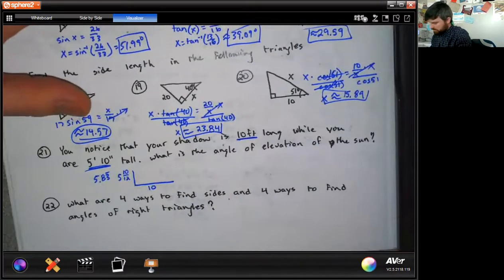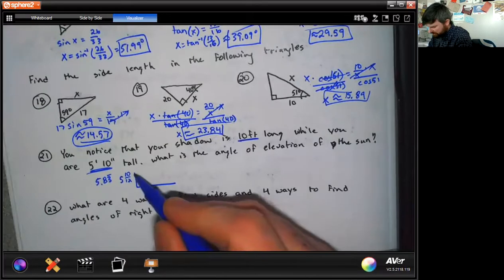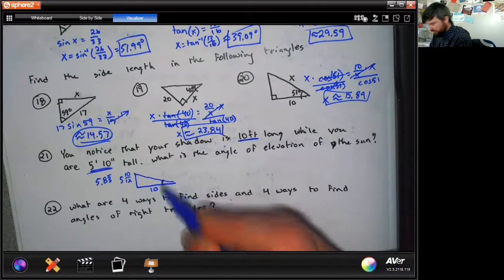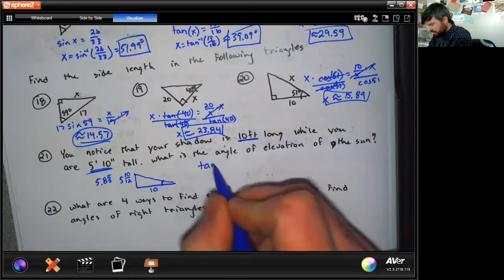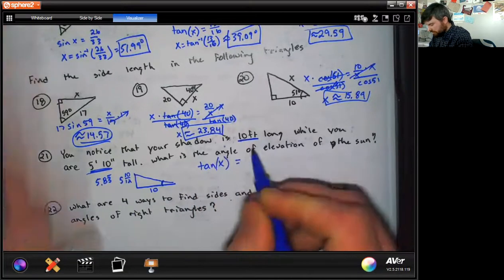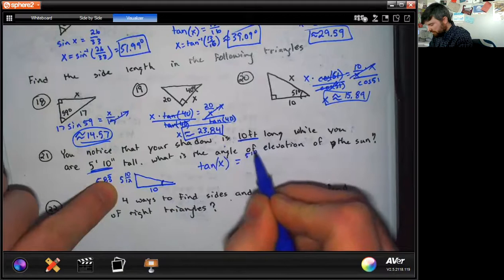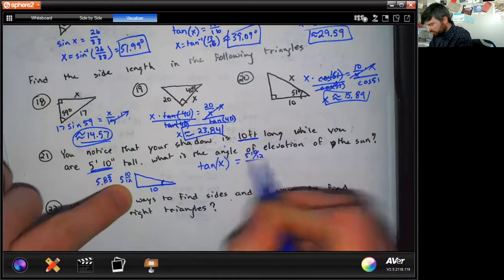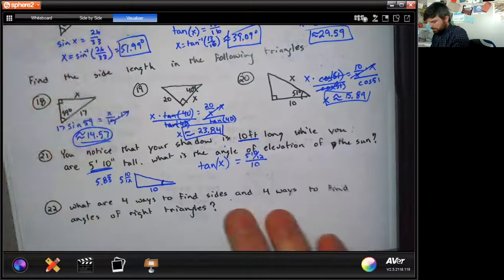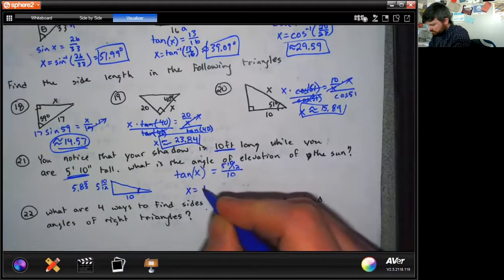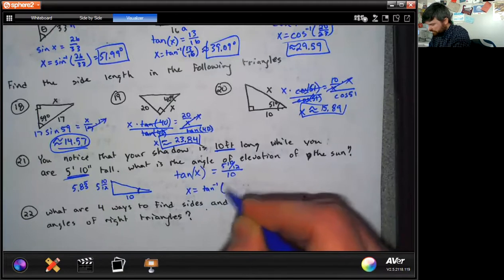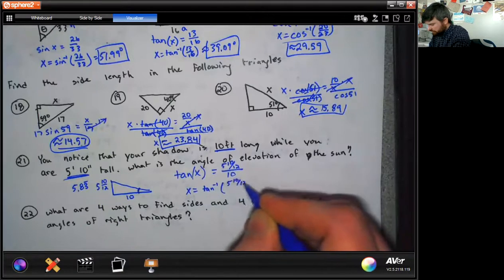Now we can actually use this 10 over 12 in the problem. I'll show you how to do that on the calculator. What is the angle of elevation? So you're looking for this angle right here. That's opposite and adjacent. So that's tangent of x equals 5 and 10 twelfths over 10. So we want the inverse tangent of 5 and 10 twelfths over 10.